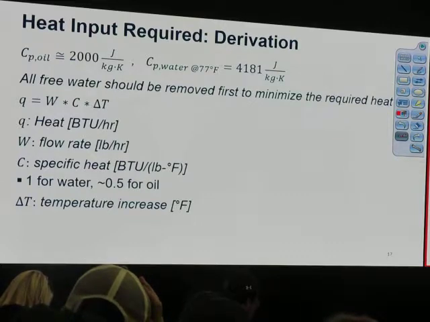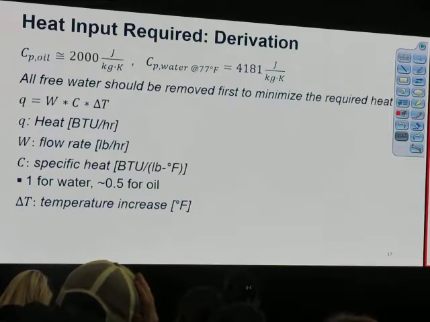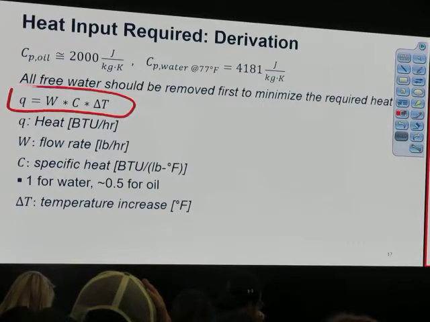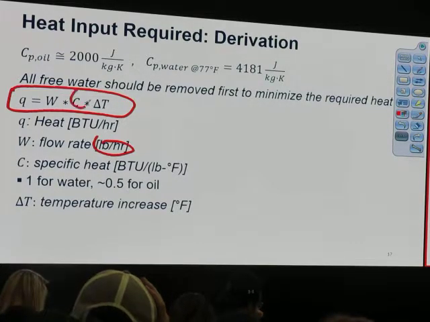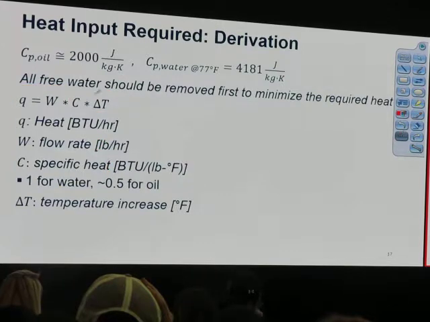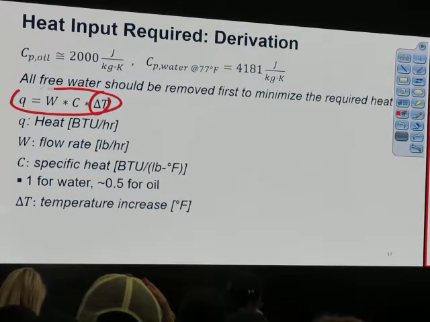We need to know the amount of heat required to do that heating. Okay, the equation for heat is m Cp ΔT. If we have flow Q equal to W, which is pounds per hour, multiplied by Cp, where Cp is BTU per pound per Fahrenheit, multiplied by delta T. So this will tell us how much heat we need. Good?